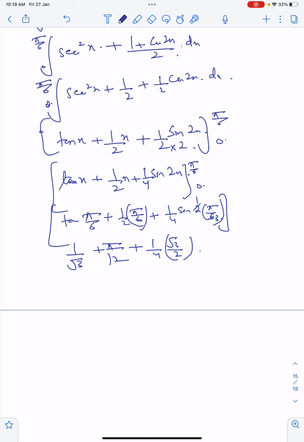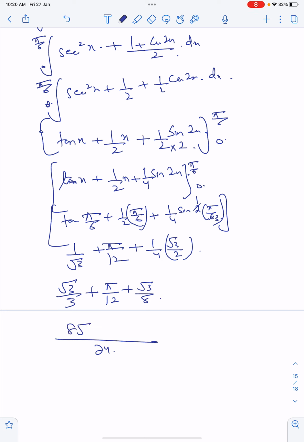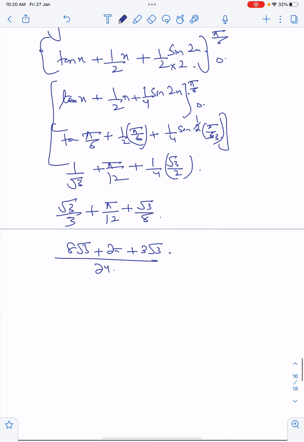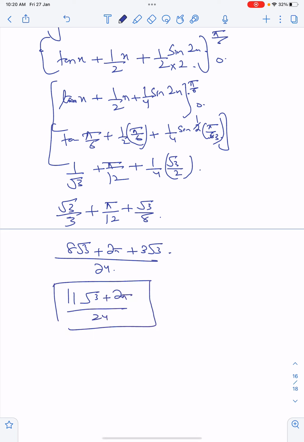Okay, so if we take out the LCM, first of all, I'm writing this as root 3 upon 3, root 3 upon 3 plus pi by 12 plus root 3 upon 8. LCM is going to be 24. 8 root 3 plus 2 pi plus 3 root 3. It will be 11 root 3 plus 2 pi upon 24. This will be the final answer to this question.